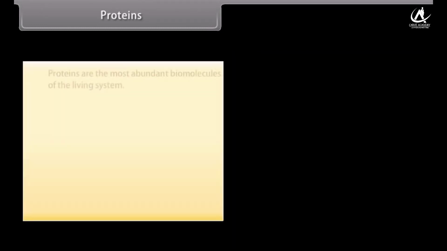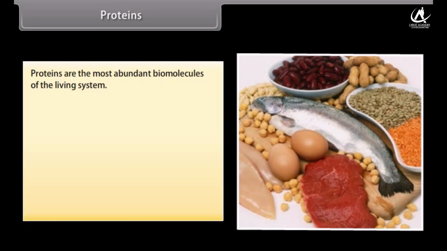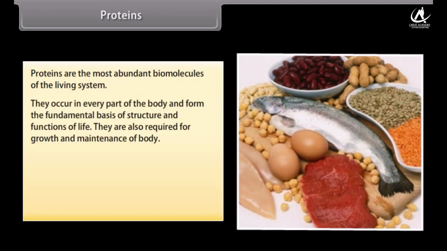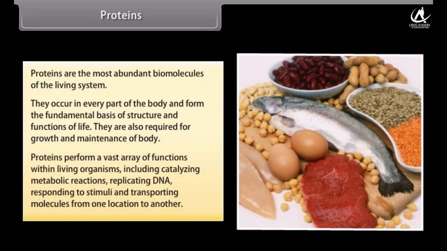Proteins. Proteins are the most abundant biomolecules of the living system. Chief sources of proteins are milk, cheese, pulses, peanuts, fish, meat, etc. They occur in every part of the body and form the fundamental basis of structure and functions of life. They are also required for growth and maintenance of the body. Proteins perform a vast array of functions within living organisms, including catalyzing metabolic reactions, replicating DNA, responding to stimuli, and transporting molecules from one location to another.